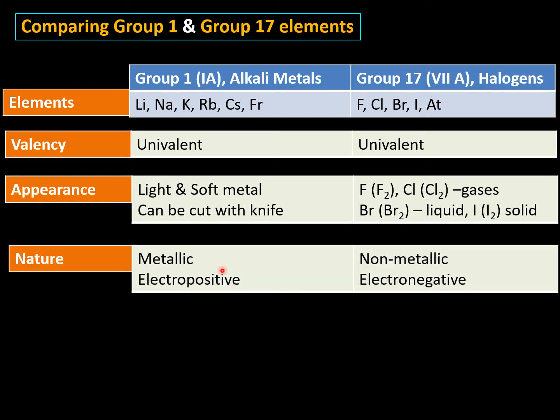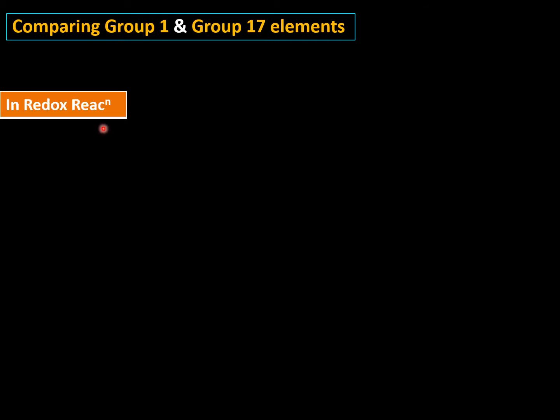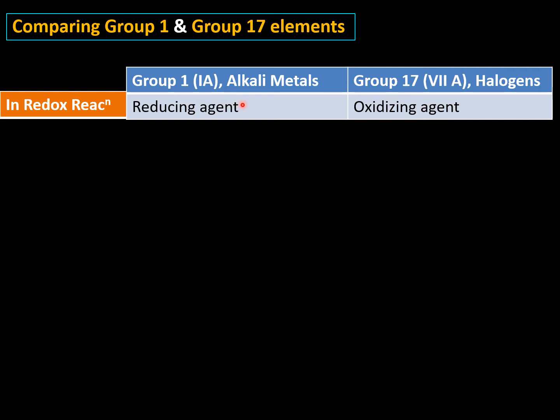Nature: group 1 elements are metallic in nature. Also, they are electropositive, meaning they prefer to lose electrons. Group 17 elements are non-metallic in nature. They are electronegative, meaning they have a tendency to attract electrons. In redox reactions, group 1 elements prefer to act as reducing agents because they prefer to lose electrons. Group 17 elements prefer to act as oxidizing agents because they have a tendency to accept electrons.